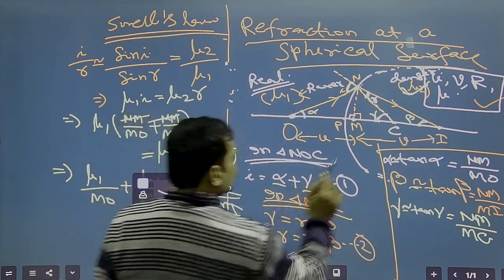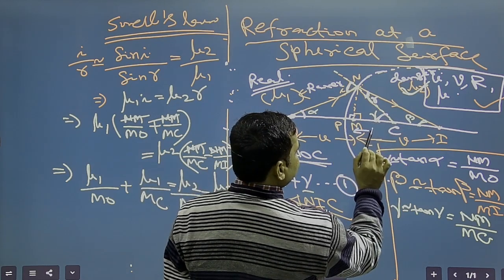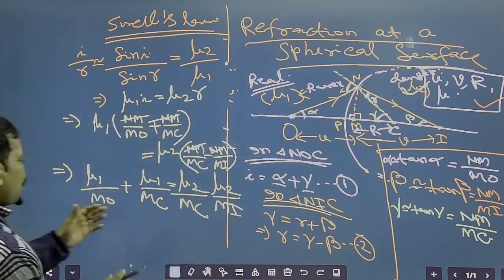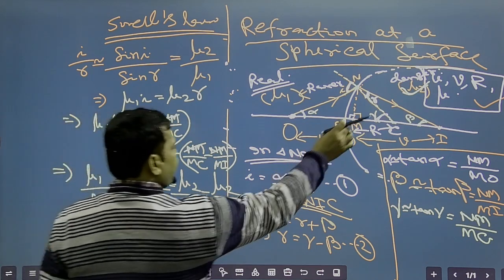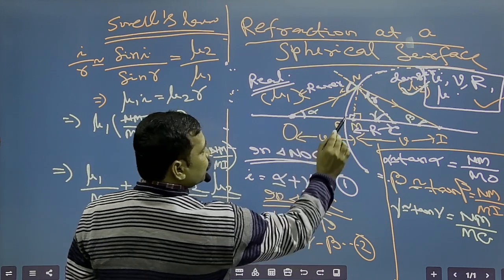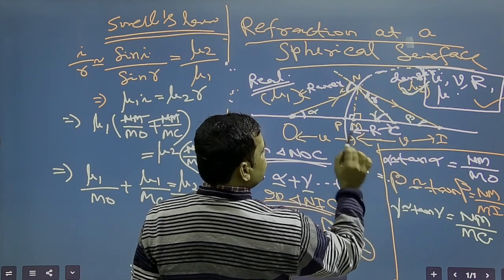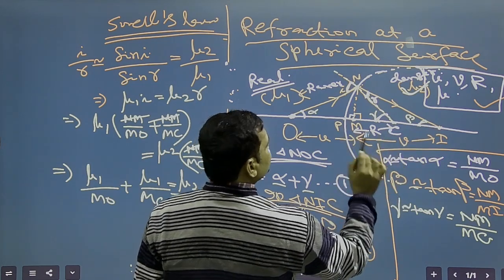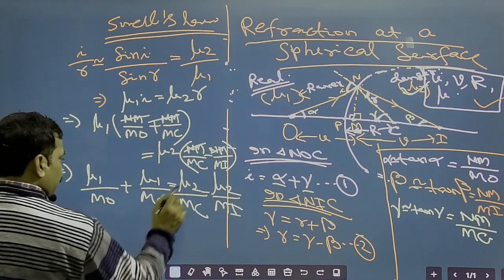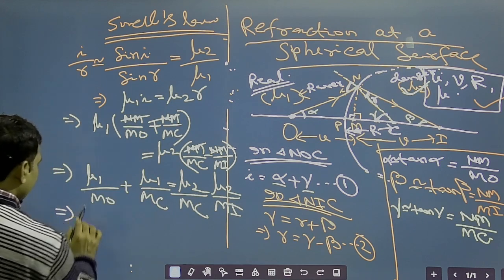And what will be your MC? MC will be equal to your radius of curvature, so that is your R, right? So this way we can put all the measurements by considering that M point and P point are very close. So your PO will be equal to U, PI will be equal to V, that is the image distance, and PC will be equal to the radius of curvature. So now you see, by putting the values and sign conventions, what will we be getting?